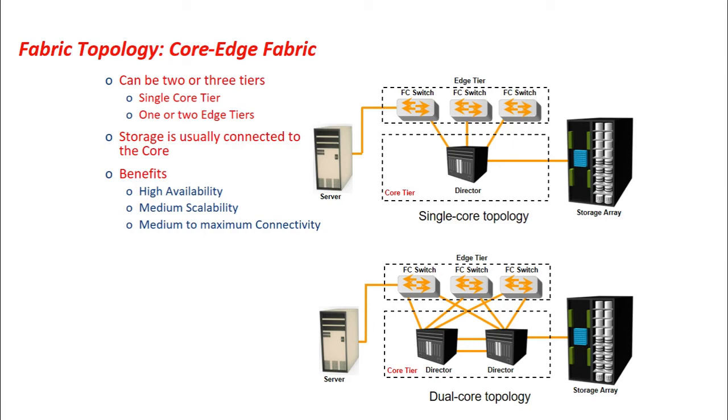What are the benefits of core edge fabric topology? It offers high availability, medium scalability and medium to maximum connectivity. So that is the core edge fabric topology of SAN.